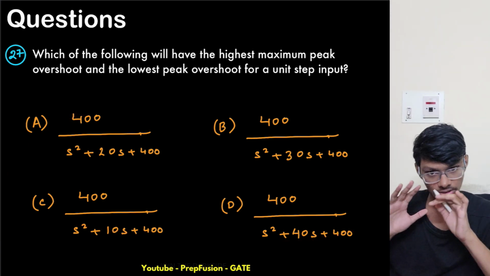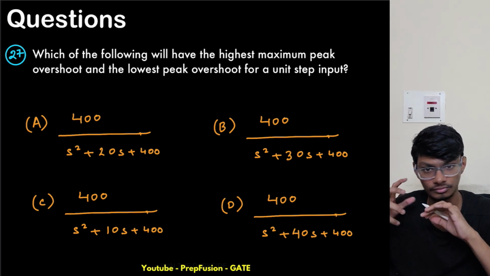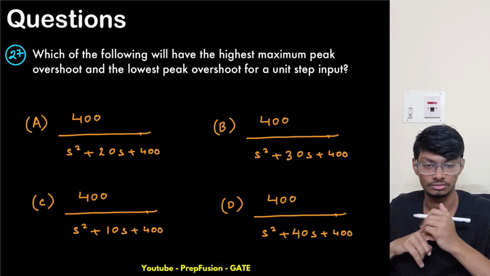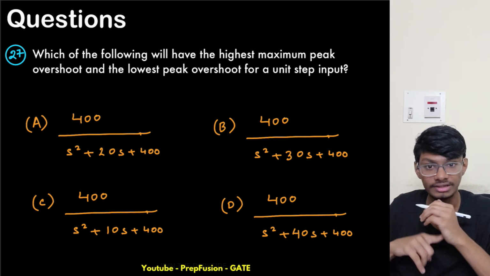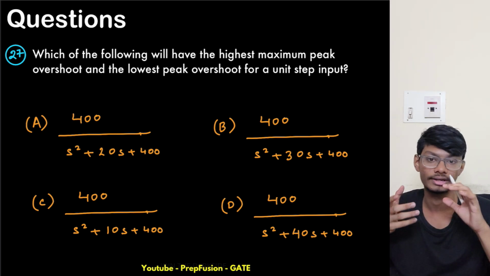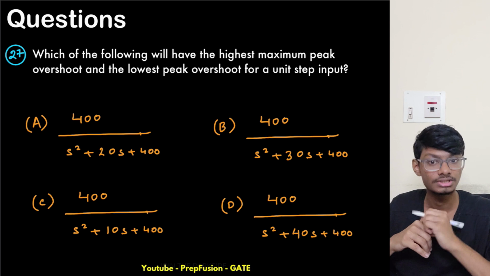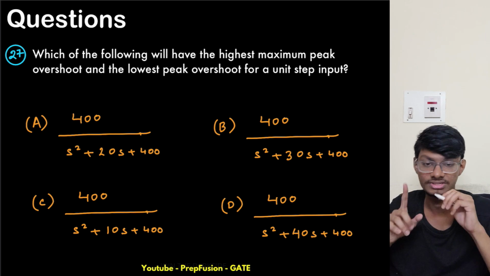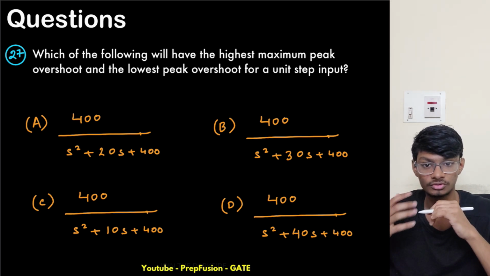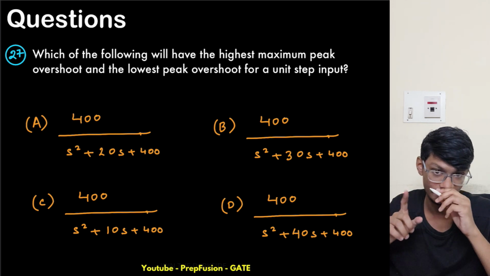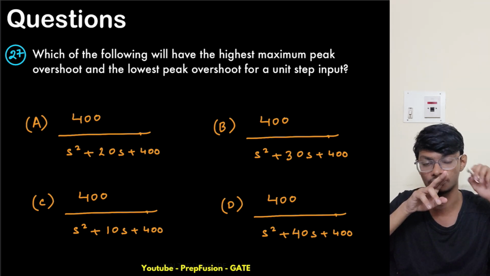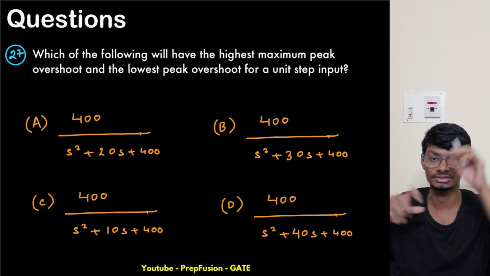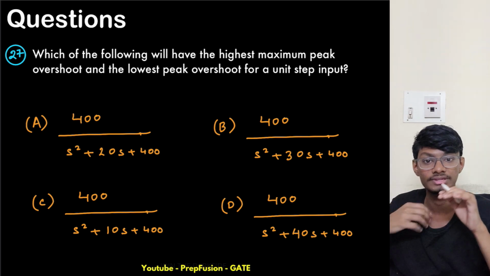So first let us do it using the inspection method. What does my maximum peak overshoot depend on? The formula was e raised to power minus pi cot theta. Now I can write it in terms of zeta: minus pi zeta by under root 1 minus zeta square. So if my zeta increases, then my maximum peak overshoot will reduce, because the exponent is negative. If zeta by under root 1 minus zeta square increases, the exponential will reduce. So my MPO will reduce if my zeta increases.